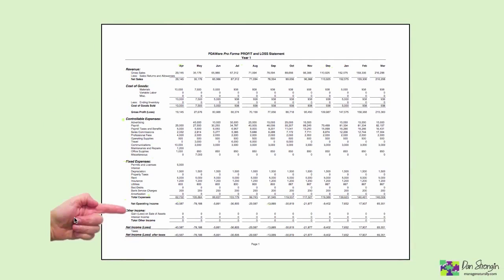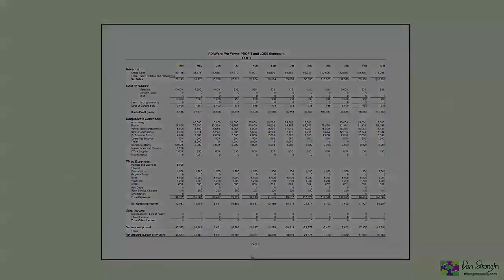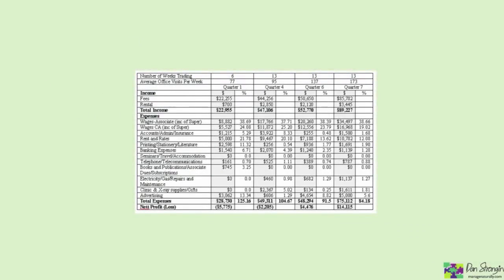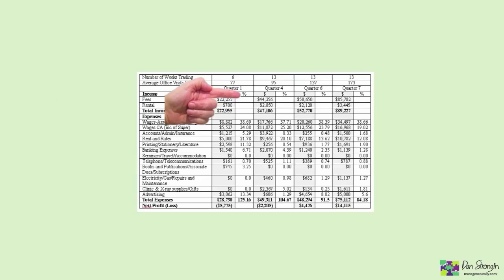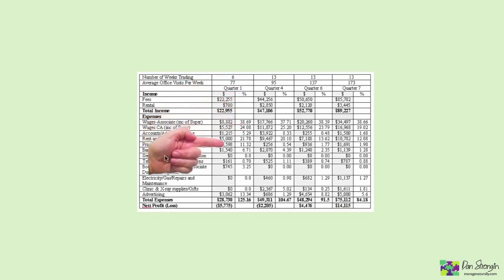And now we've got another version, and it kind of looks like it was done on an old dot matrix printer. And already we see that they are adding things in that aren't required, like here the number of weeks trading and the average office visits per week. But that has nothing to do with the financial reports or the generally accepted accounting practices. That's something that they're doing. And as you can see, they've broken it down by quarters, and they've added in percents for their management purposes. It's not what's required by the GAAP.